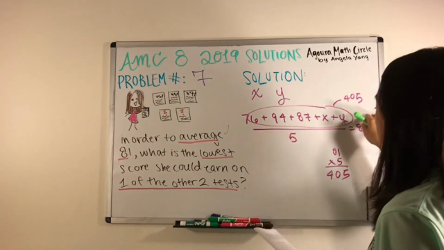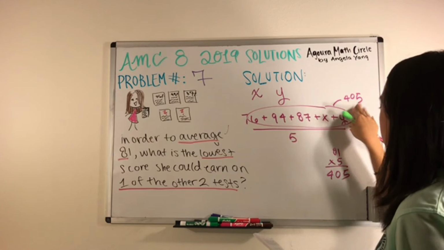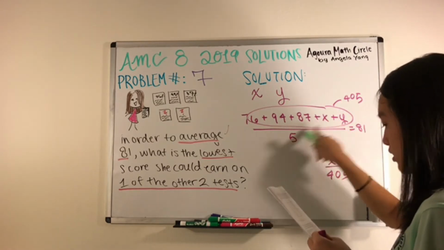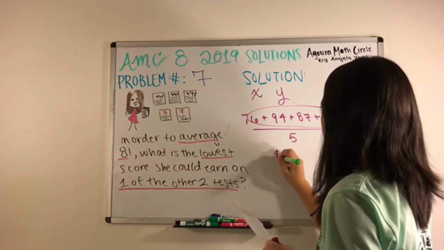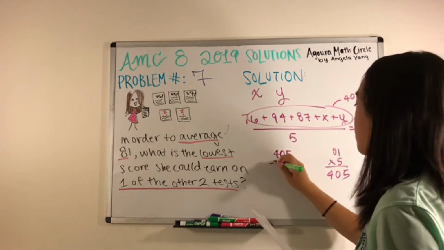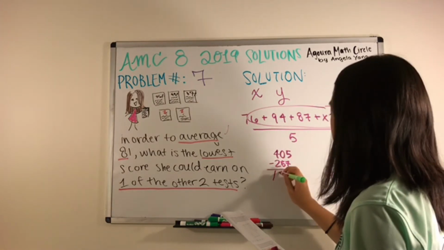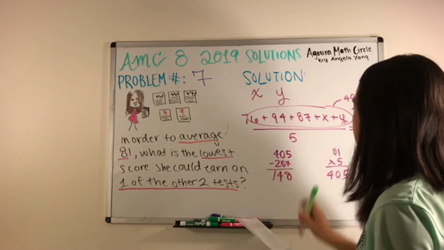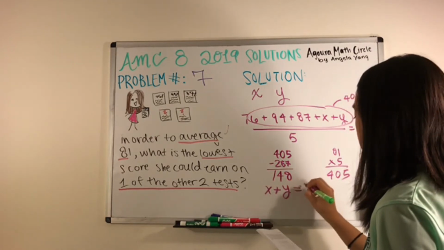With that knowledge, if we subtract these 3 numbers from 405, we would get what x plus y is. These 3 numbers all add up to 257. So 405 minus 257 gets us 148. That means x plus y equals 148.